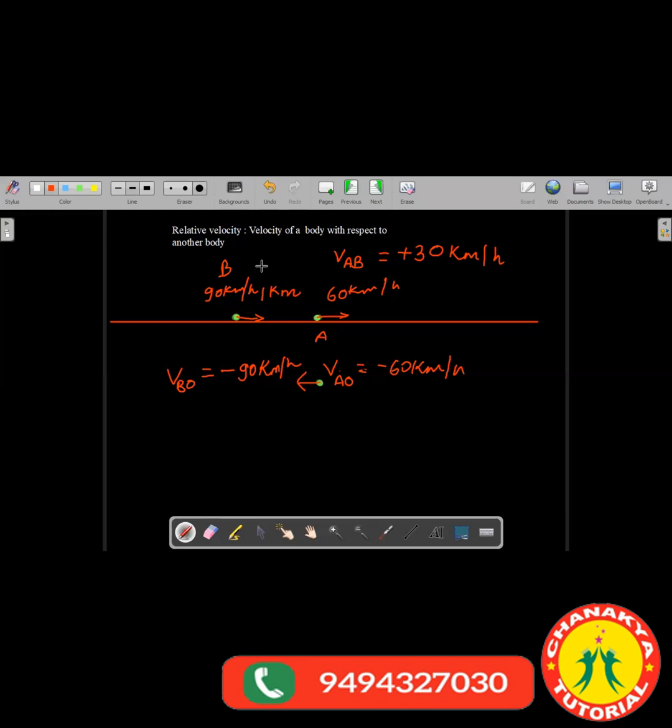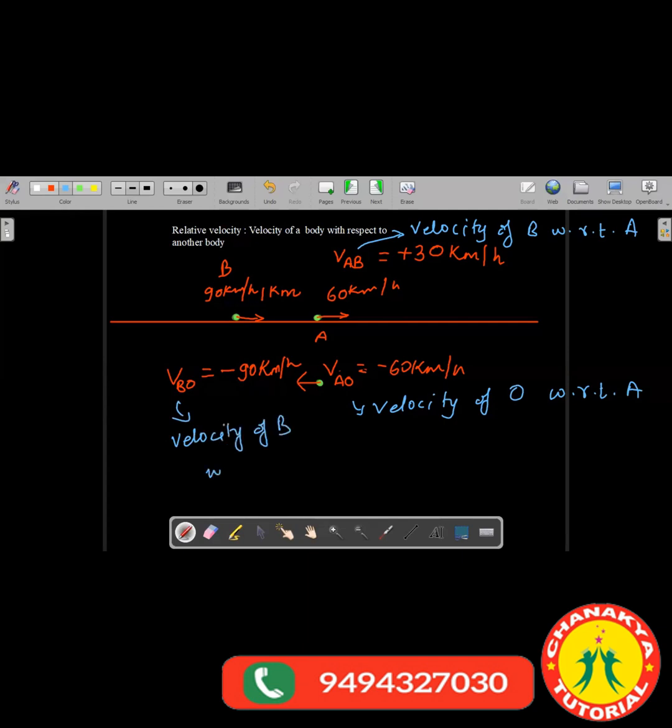Then this I have written here. This is your velocity of B with respect to A. This we have velocity of observer with respect to A. This is velocity of B with respect to O. Velocity of O with respect to B.